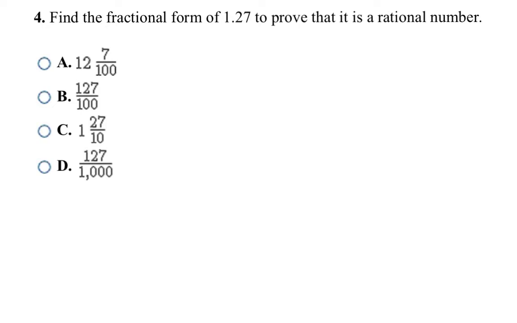This problem is the same idea as the last one. I have to prove that 1 and 27/100 is a rational number by placing it in fraction form. So the first thing I'm going to do is look at that last number after the decimal. Here it's a 7, and that 7 is in the hundredths column for place value. So that means in my denominator, I'm going to write 100.